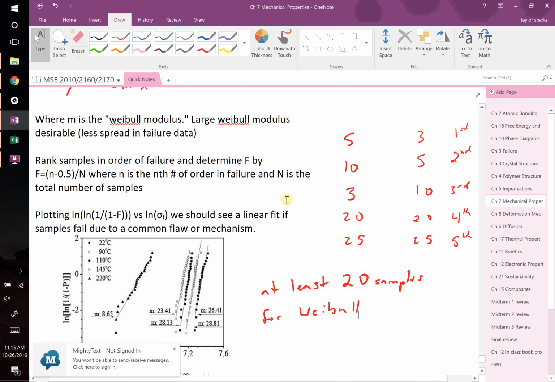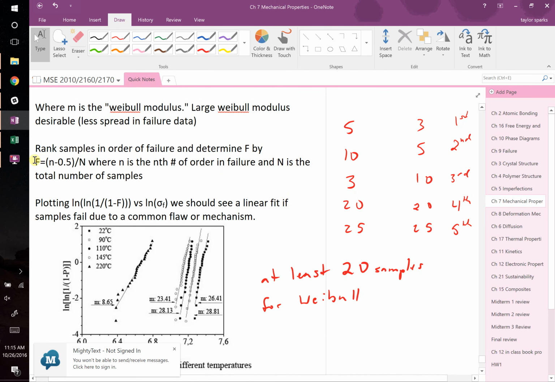And then you can calculate f by doing the following. F is going to equal n minus 0.5, where n is the nth order of failure. So for example, for this component right here, n would be equal to 2. It's the second sample that failed, the second lowest strength. So it would be n minus 0.5 divided by big N, which is the total number of samples, which in this case would be 5. And remember that generally for Weibull modulus, we want at least 20 samples for big N, right? So once you do that, you can calculate F for each one of these samples.